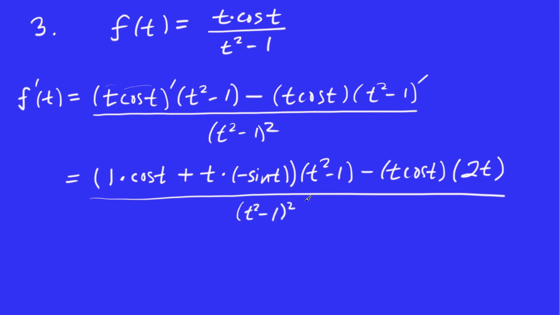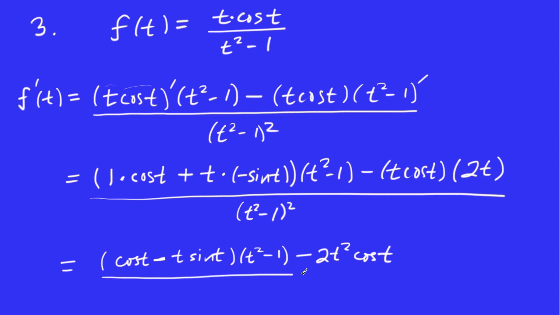All right, so why don't we just clean it up a tiny bit here. This is really cos t minus t sine t. Let me just erase that a tiny bit. Times t squared minus 1, minus 2. Notice 2t times t here. So minus 2t squared cos t, all over t squared minus 1 squared.